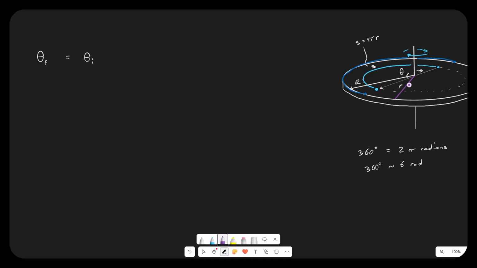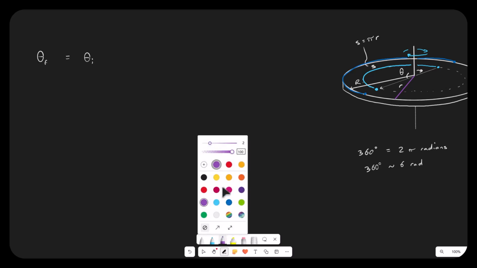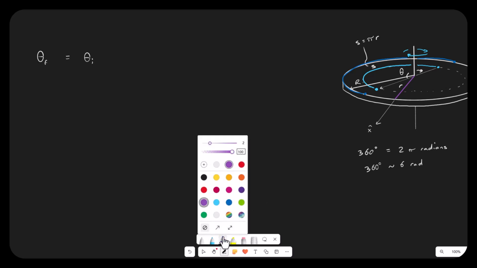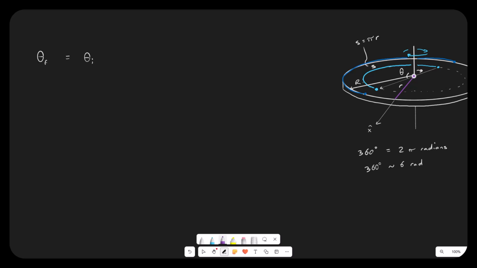I am more or less marking this line on here, and I'm going to pick a line on here and call it my theta equals 0. So right here, there is my axis. I'm calling this my origin, think kind of like an x-axis, and then anywhere that line goes relative to that. So if I rotate my wheel this far, I'm going to define that as my displacement angle.